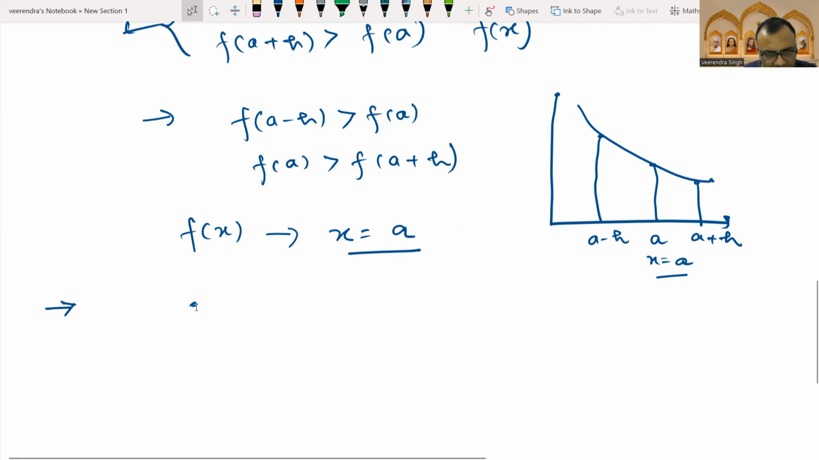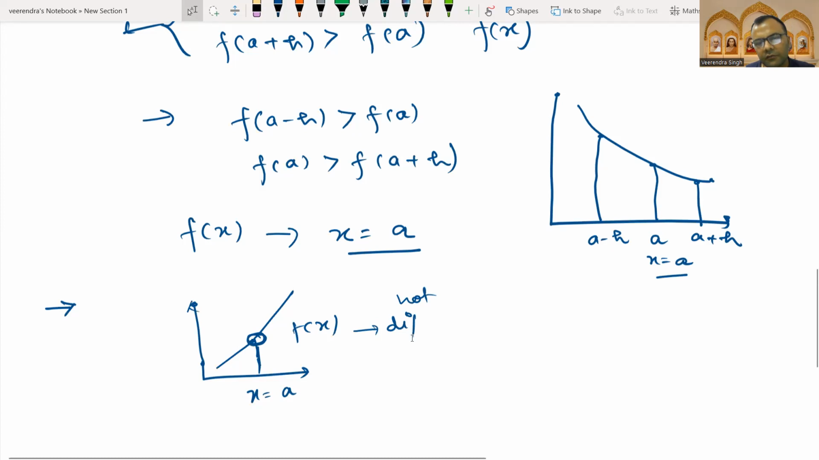No. For determining, suppose I have a graph like this. So here, suppose we have a point x equals A. Here we can see at this particular point, the function f of x is not differentiable. But still we can say that at x equals A, the function is increasing.